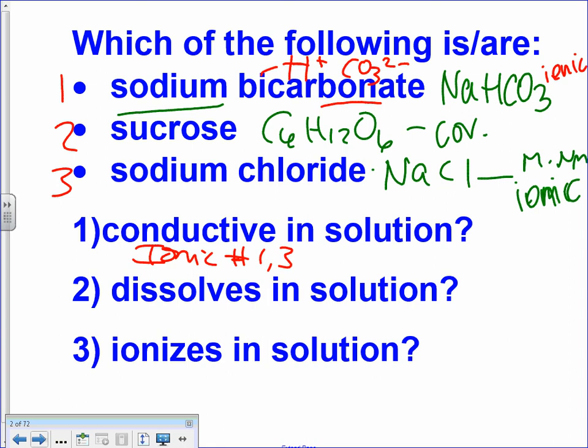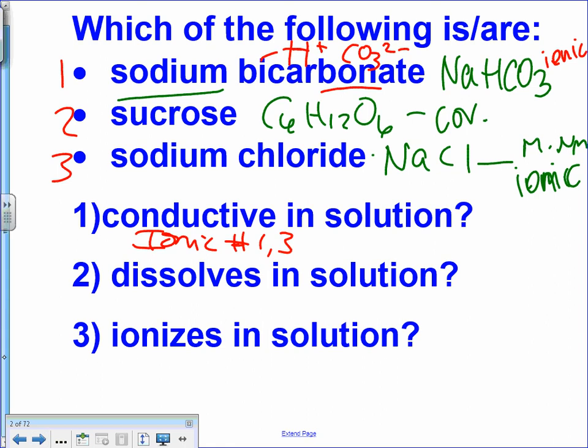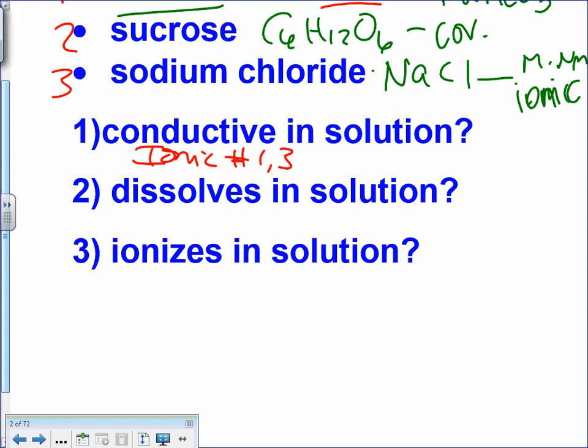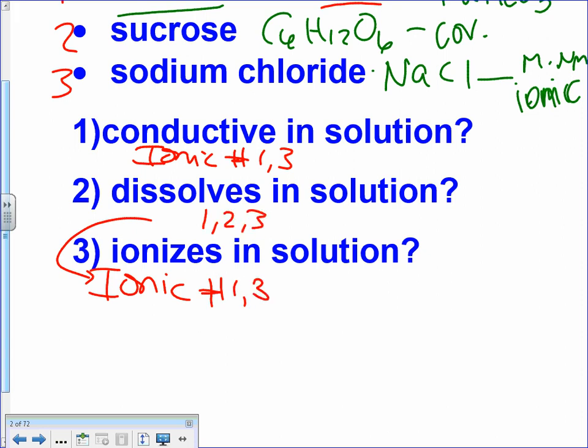Okay, so that helps me with this one. Which one definitely ionizes in water? Guess what, guys? Ionize refers to the ionic ones. So that's number 1 and 3. Okay, but what would definitely not dissolve in water? We know some covalent compounds definitely do not dissolve in water. What's a good example? Oil. Big, humongous carbon hydrogen chains do not mix well with water, therefore they don't dissolve in water.